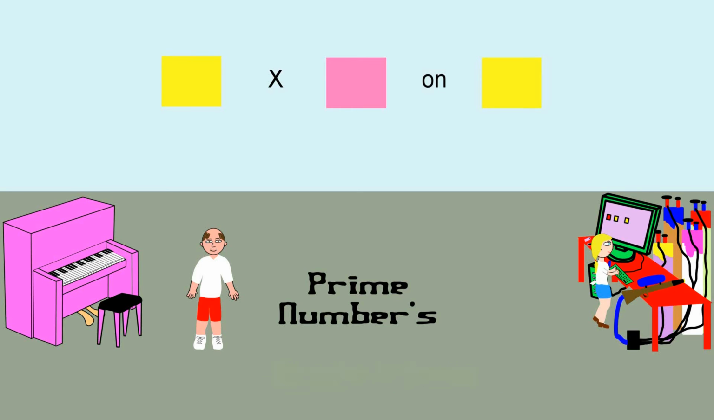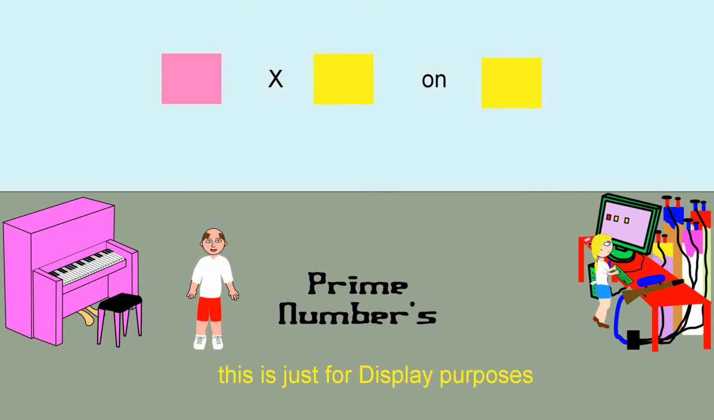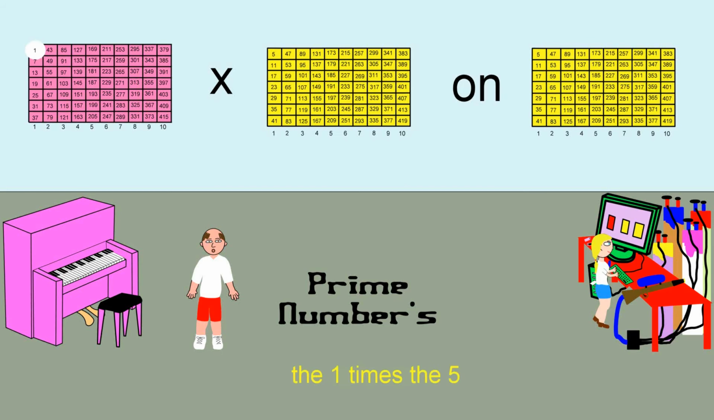I'm going to change the way the axiom reads from yellow times red to red times yellow. Same thing, this is just for display purposes. All right, red times yellow on yellow. Let's see, the 1 times the 5 on the yellow, the 7 times the 5 on the yellow, 13 times the 5 on the yellow, 19 times the 5 on the yellow.